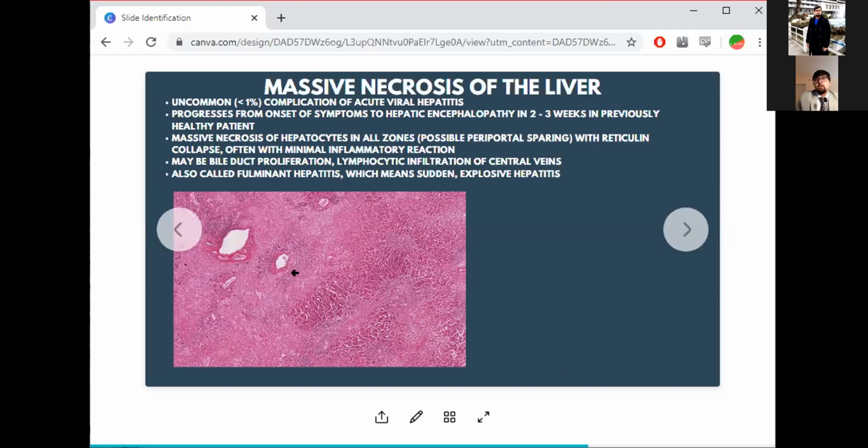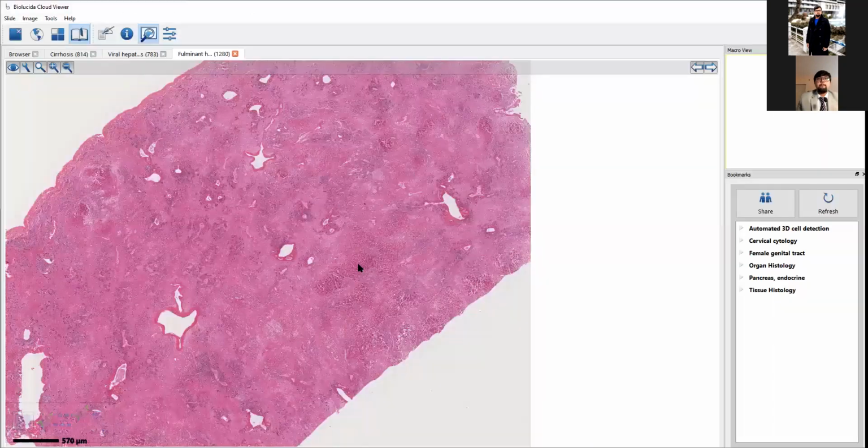Okay. Now I know that this slide is all right to look at, but what I'm going to do is show it to you on a separate software. I'm going to share that image now, and then we'll go progressively closer. So I'm going to do a new share now. Yes. So this is fulminant viral hepatitis.